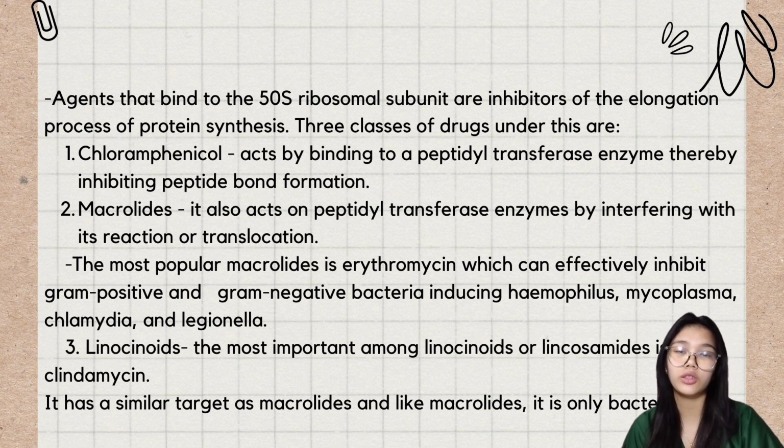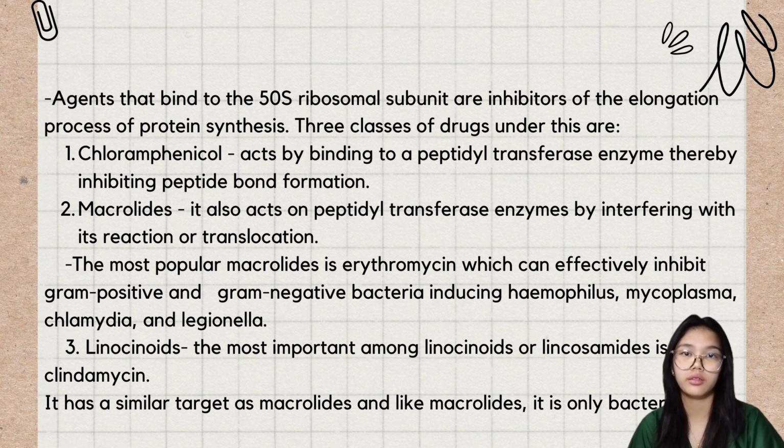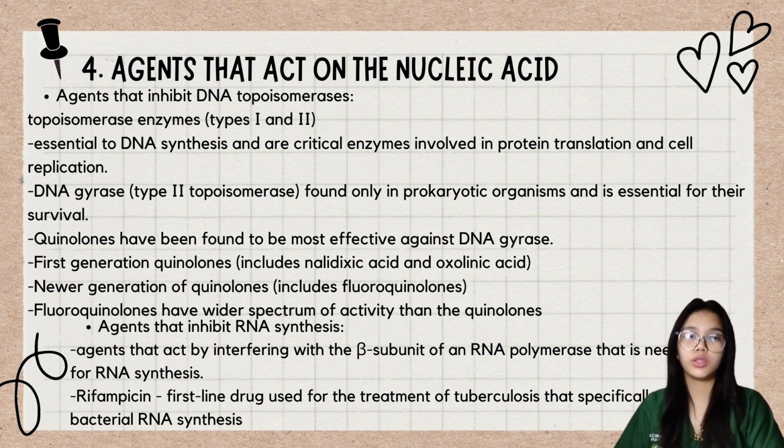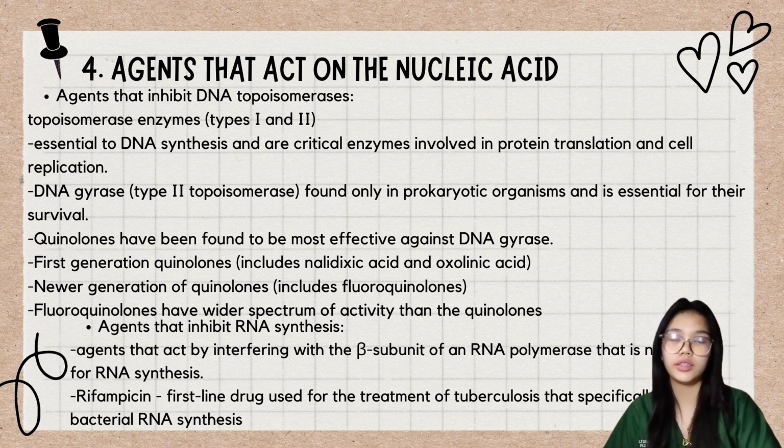And lastly are the lincosamides. The most important among the lincosamides is clindamycin. It has a similar target as macrolides, and like macrolides, it is only bacteriostatic. Agents that bind with both the 30S and 50S ribosomal subunits include gentamicin and kanamycin. So the fourth classification of antibiotics is the agents that act on the nucleic acid.